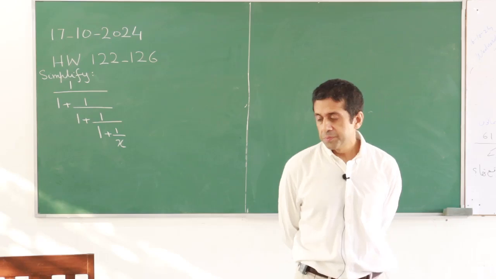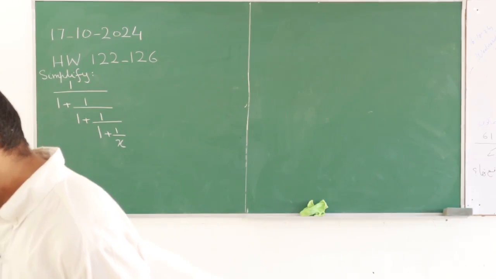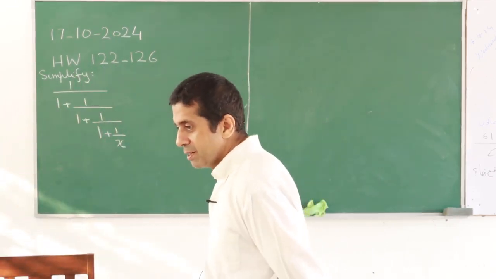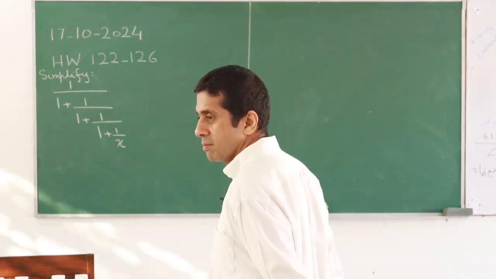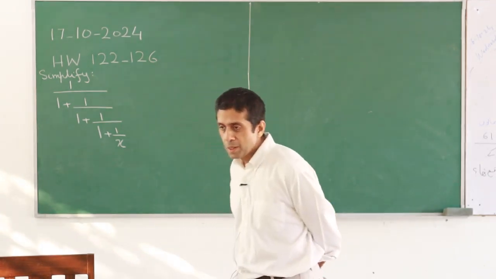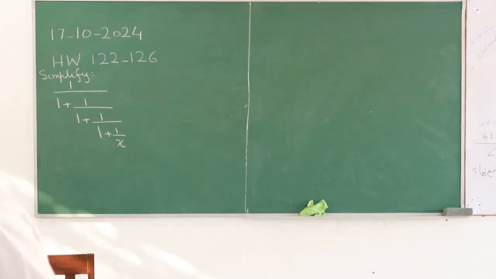Done, sir. Not correct. Can't be. You can't get a number out of this. You're going to get something in x's. And the second thing, this x, how did you convert it to 2?